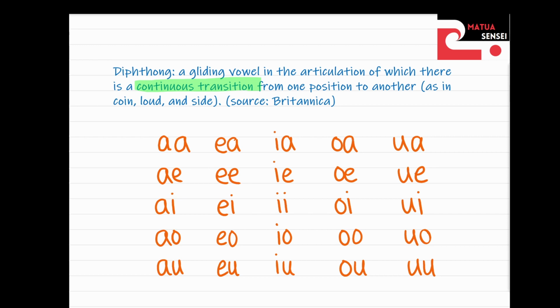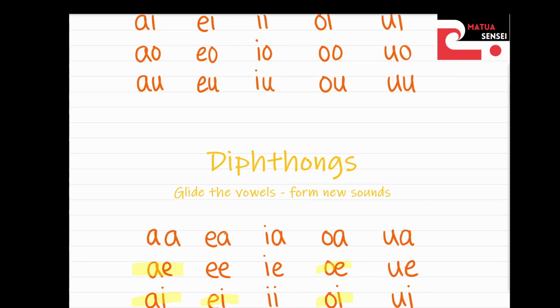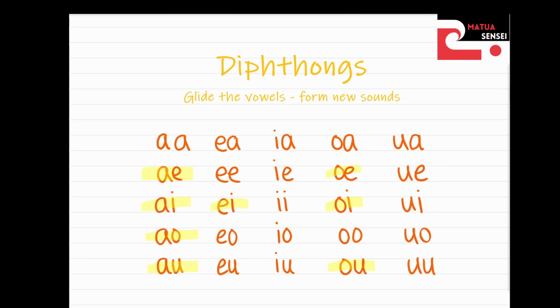Below the definition are all the combinations of the vowel sounds in te reo Māori. However, not all these are diphthongs. Here are the diphthongs. Diphthongs is when you glide the vowels together to form new sounds. For diphthongs, you need to glide the two vowels together to form almost like a new sound. Alright? For example, ai will be ai. Oe will be oe. So you glide the vowels together to form a new sound.